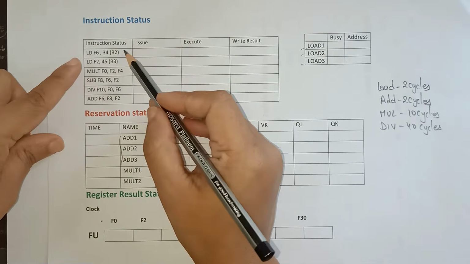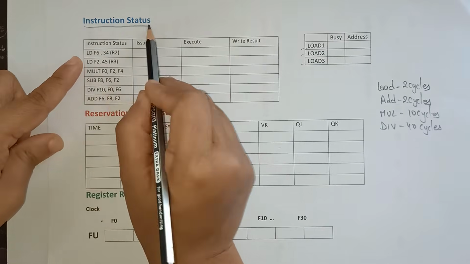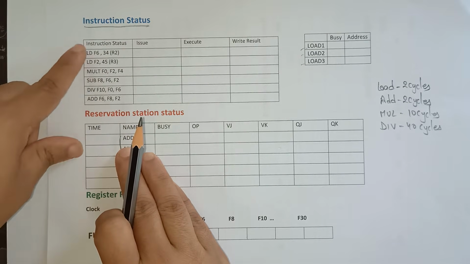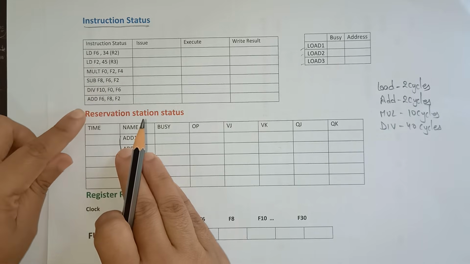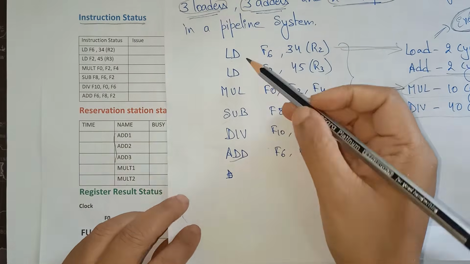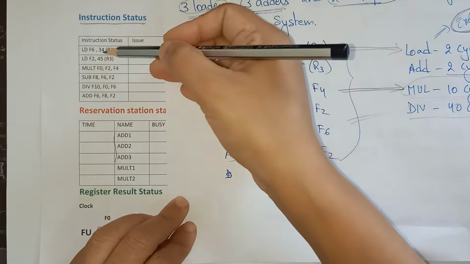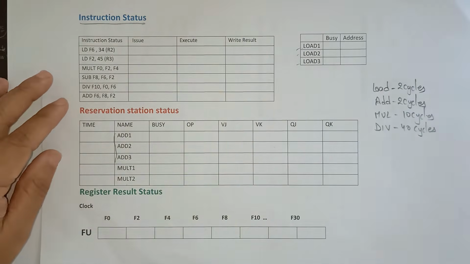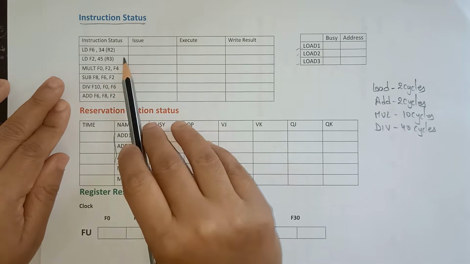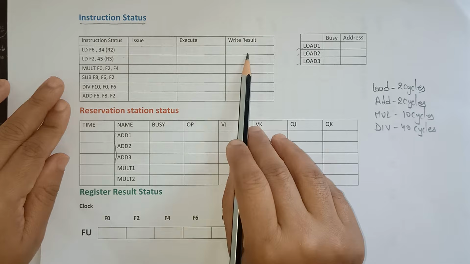First, try to write the instructions in the instruction status. In the instruction status, write all the instructions in the exact format given in the question, because it is a pipeline processor. In the instruction status, we track the issue of the instructions, the registers, the execute and the write result.